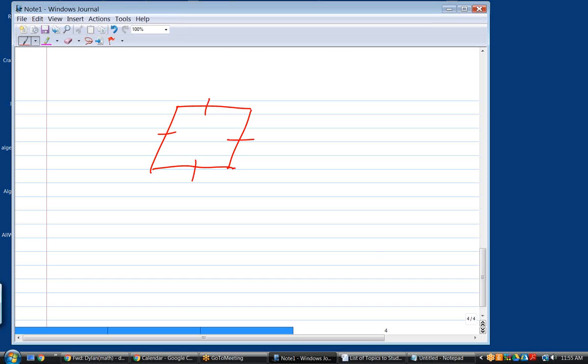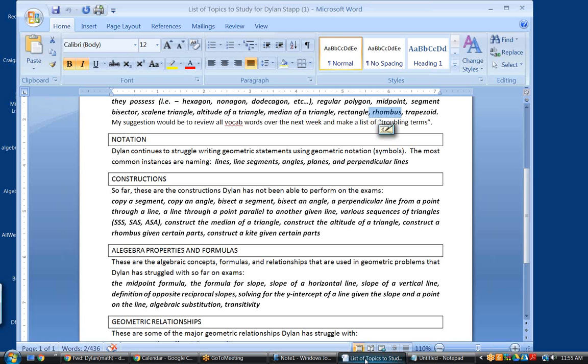Second thing I know is that it's a parallelogram. Once I know those two things, then I know everything about it, because I know all about parallelograms. Parallelograms have opposite, equal, and parallel sides, and they're four-sided figures. It's a trapezoid.